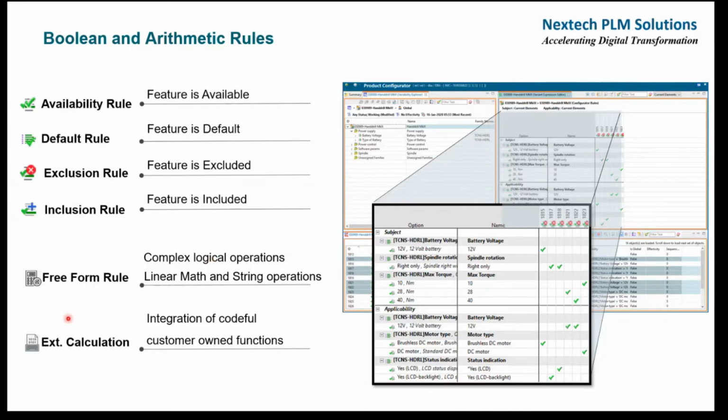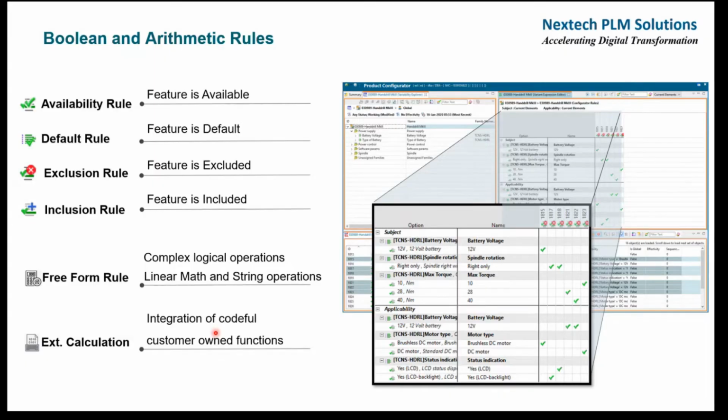There are others as well, like freeform and calculation. Freeform is where you can perform certain operations, particularly logical operations like maths or string operations. You have to write a script in this rule. And calculation is if you want to call some custom code, or if you have some other application which is calculating something.